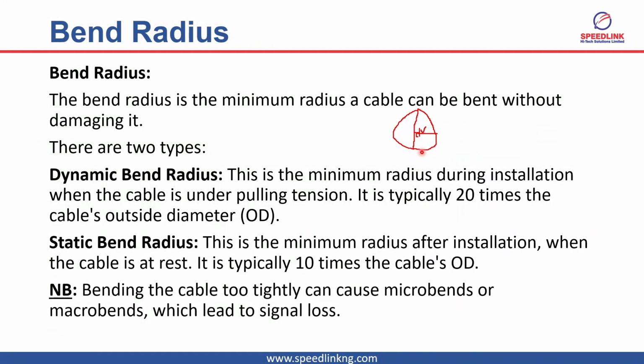So note, bending the cable too tightly can cause what we call micro bends or macro bends. The important thing there is that whether it's micro bend or macro bend, it will lead to loss of signal. And you know that the aim of our work is to make sure that we get the maximum signal possible, isn't it? So we have to make sure that we don't go above the bend radius of some cables.